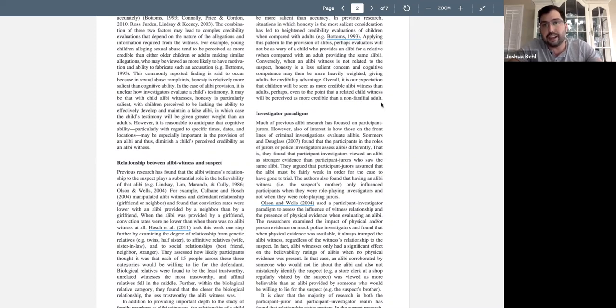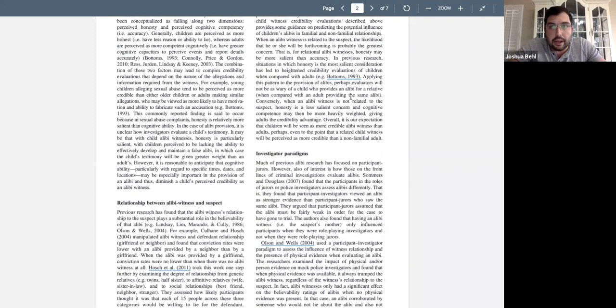Now, granted, these are their hypotheses. For relational alibi witnesses, honesty may be more salient than accuracy. You're seeing how they're really narrowing it down to where we're getting to the crux of the research question, which is basically, is a child more credible than an adult? Is a relative more credible than a stranger? And then how do those interact with each other? Is a child stranger the most credible? Is a child relative the most credible? Is a child relative the same credibility as an adult stranger? How do these relationships play out in the world?